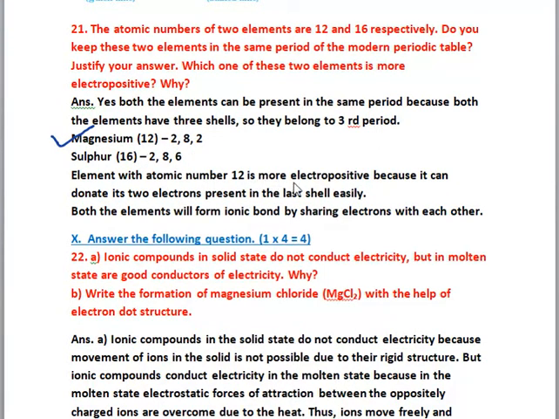The element with atomic number 12 is more electropositive because it can easily donate the 2 electrons present in its last shell. Both the elements will form a bond with each other. And what type of bond is formed between both the elements? As both the elements can share the electrons, they will form an ionic bond to become stable, and they will form one compound also by sharing the electrons. So for this you will get 3 marks.